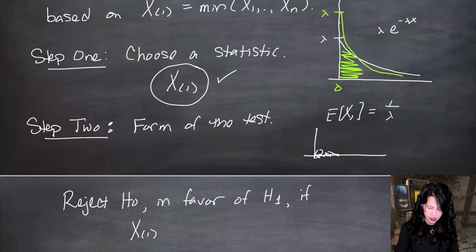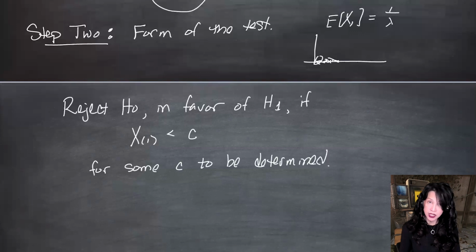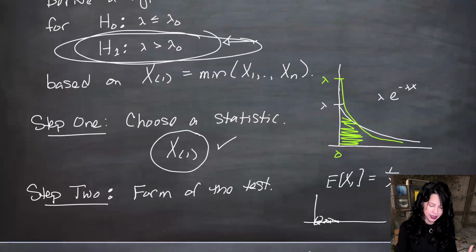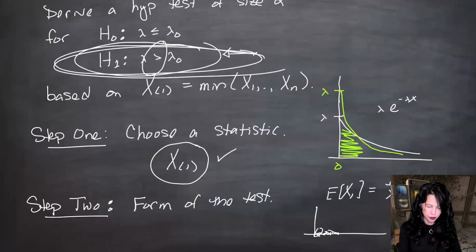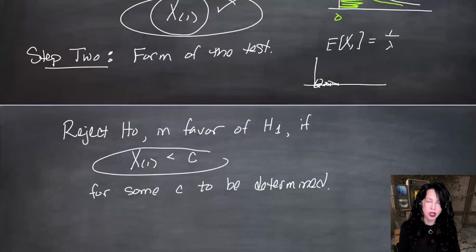the minimum is small, in the sense that it's below some constant C to be determined. So the direction here was completely determined by the direction of the alternative hypothesis. But here's an example of a greater than producing a less than. So you don't just want to not think about what you're doing. If a larger parameter will produce a smaller value of your statistic, then seeing your statistic below a number is going to be your evidence for the parameter being larger.